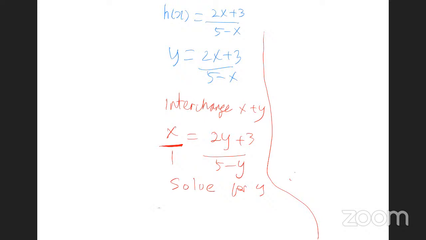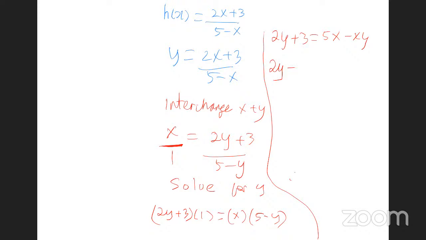Cross multiply, you'll get 2y plus 3 by 1 is x by 5 minus y. So you'll get 2y plus 3 is equal to 5x minus xy. Bring all the y's on one side. So that'll be 2y plus xy is equal to 5x minus 3. Then factor out the y. You'll get 2 plus x, y is equal to.